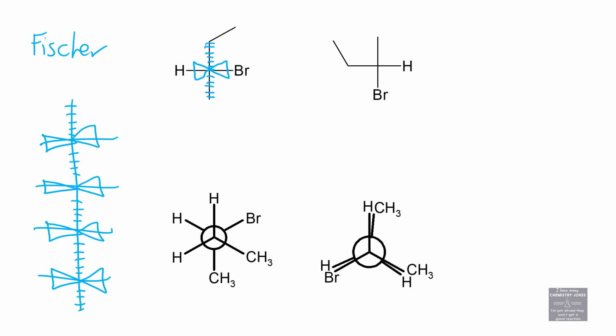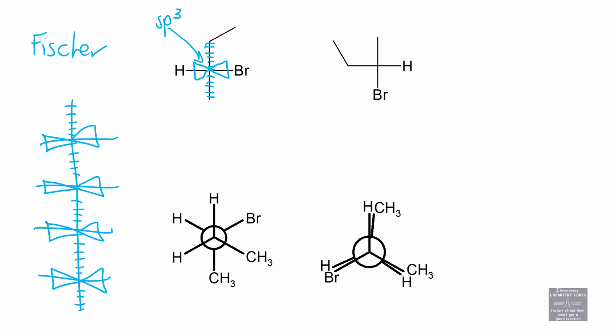So a Fisher projection is drawn like everything is flat in the same plane, 90 degrees. Not at all. It's still a tetrahedral carbon because it's sp3. It still has a 109.5 degree bond angle. It's just we represent it in a super weird way.